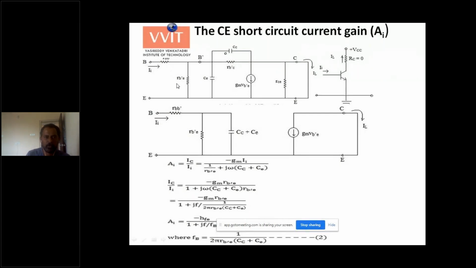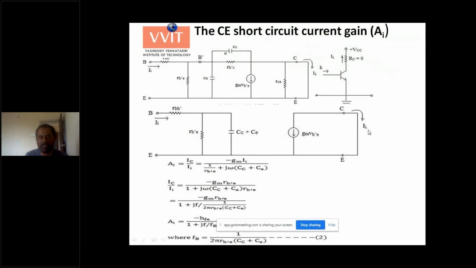Now coming back to this, this is the H parameter equivalent circuit. What do you have? RB'E, RB'C, all the capacitors, this current source, RCE, etc. Once the load is 0, you need to connect a short circuit between collector and emitter. After some simplifications, you will get this simplified diagram. You can't find voltage gain because load terminals are short circuited; you can only go for current gain.